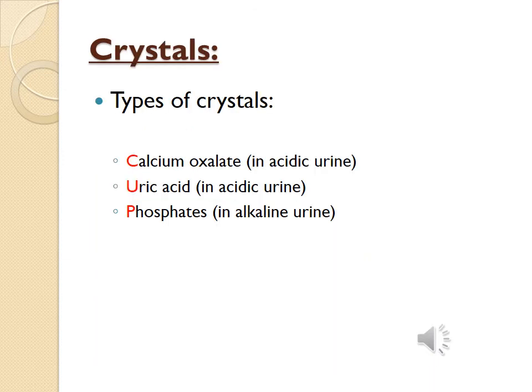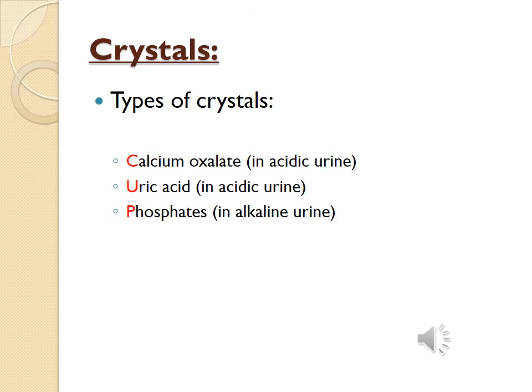Another feature we can see under the microscope is crystals. There are many types of crystals. Just remember that the common types are calcium oxalate, uric acid, and phosphate. CUP: calcium oxalate, uric acid, and phosphate. Calcium oxalate and uric acid are found in acidic urine, phosphate in alkaline urine.